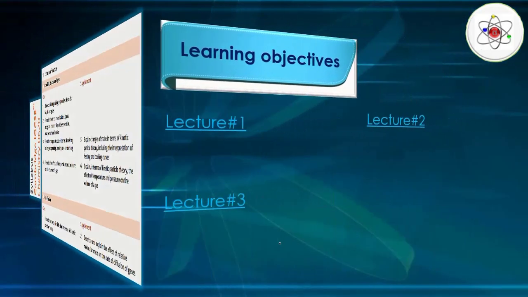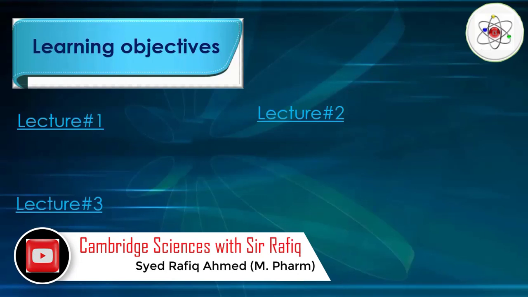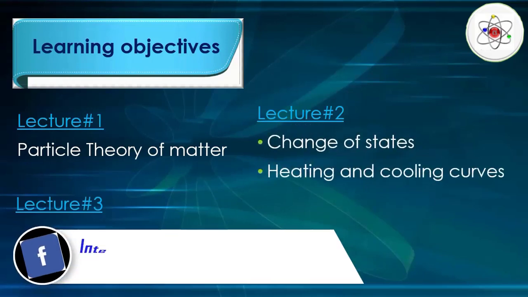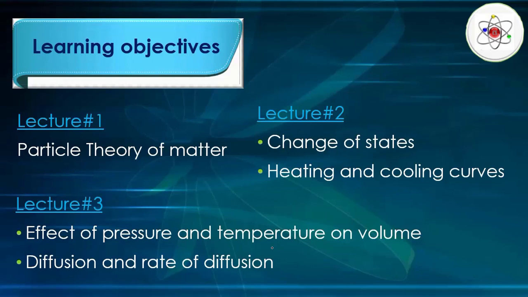Okay, so I have divided the whole chapter number 1 into 3 lectures. In lecture number 1 I'll be discussing the particle theory of matter. In lecture 2, the change of states along with heating and cooling curves. We will be explaining heating and cooling curves in the light of kinetic particle theory. And in lecture 3 we will see the effect of pressure and temperature on volume, as well as diffusion and the rate of diffusion. So we'll be discussing what are the factors which affect the rate of diffusion.